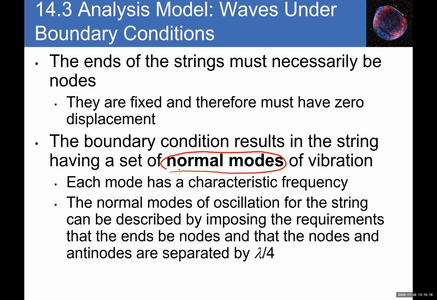All right, so the normal modes of oscillation for the string can be described by imposing the requirements that the ends be nodes and that the nodes and antinodes are separated by a quarter of a wavelength. We already talked about that.